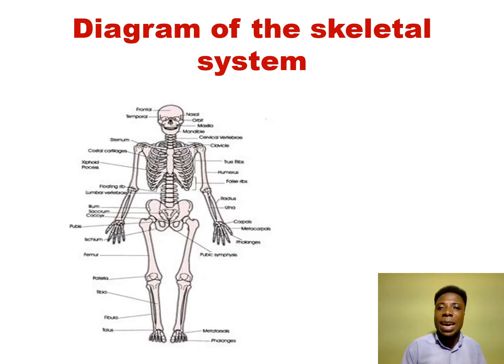Here you are with a diagram of the skeletal system. You may not see the names very well, sorry for that, but you can see the image that depicts the skeleton of a human being. That is the skeletal system. It is made up of bones, cartilage, ligaments, and the rest that you will know later.